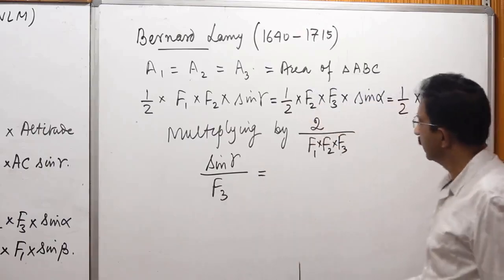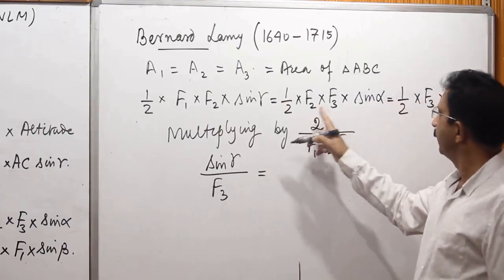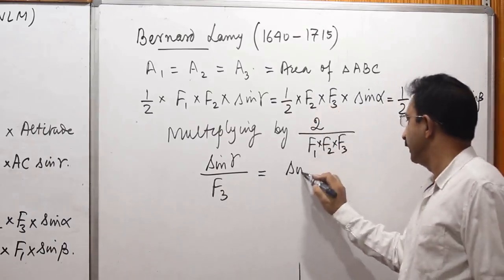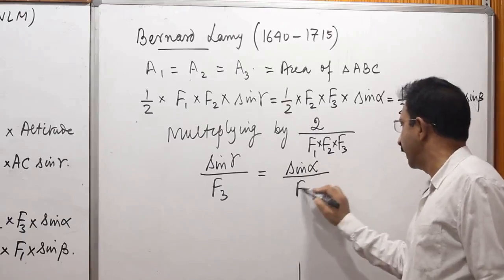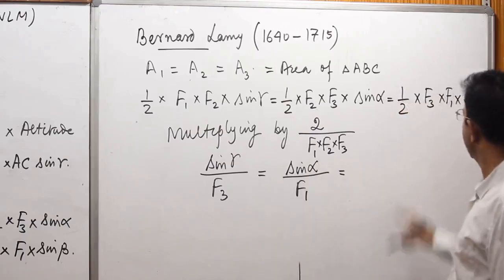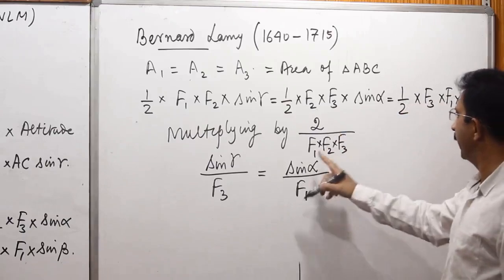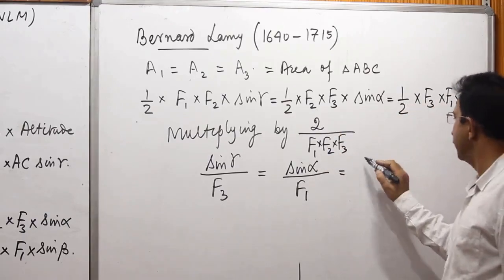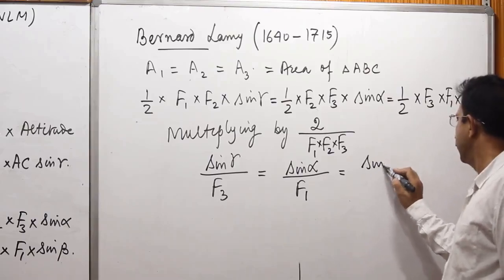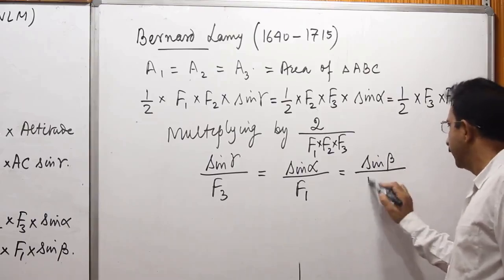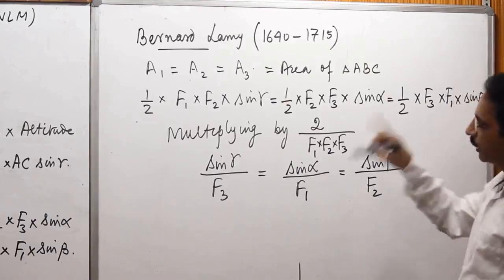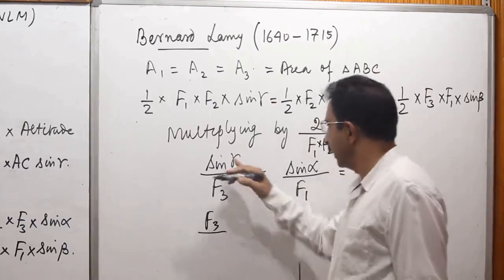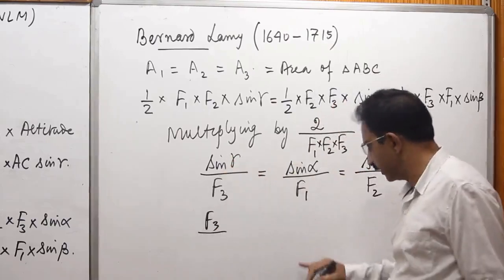Here when you multiply, the 2 will get cancelled out, F2 F3 will get cancelled, so this will be sin alpha divided by F1, is equal to, and here when you multiply by 2 by F1 F2 F3, the 2 will get cancelled out, F3 F1 also, so this will be sin beta divided by F2. You can take the reciprocal of all three, that is another way of writing it. Either way, the result is correct.